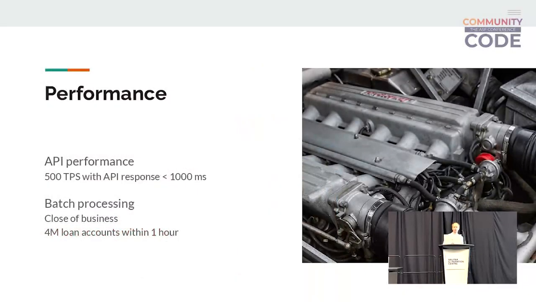Okay, so performance. The performance requirement that the client needed wasn't something that makes most developers' knees shake. We are talking about API performance, 500 transactions per second, maintained in less than 1 second. This is not something crazy. An API should be able to meet that. That's probably not the most demanding part. But there was another part as well, batch processing.